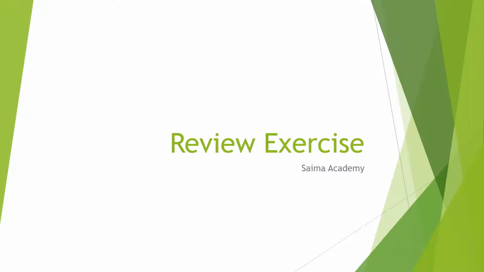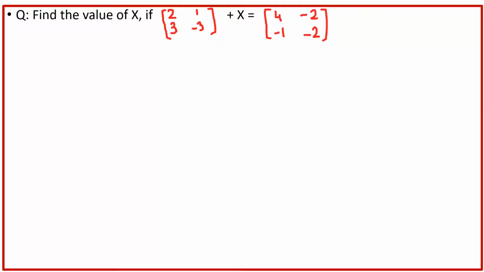In this lesson, we will solve a few more questions of the review exercise. So our first question is: find the value of x if this matrix plus x is equal to this. Very simple, right? You have to find out the value of x, this one only. And see, this is the left hand side of the equation. This is the equal sign and this is the right hand side of the equation.